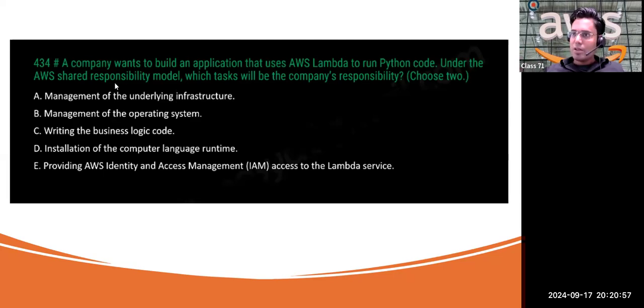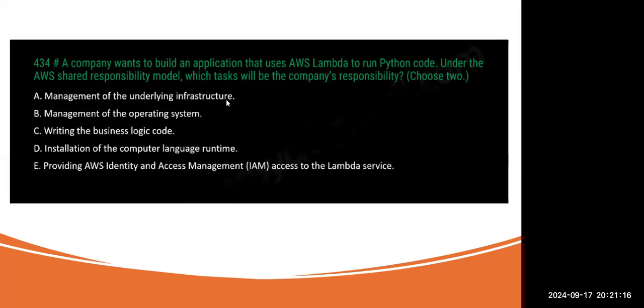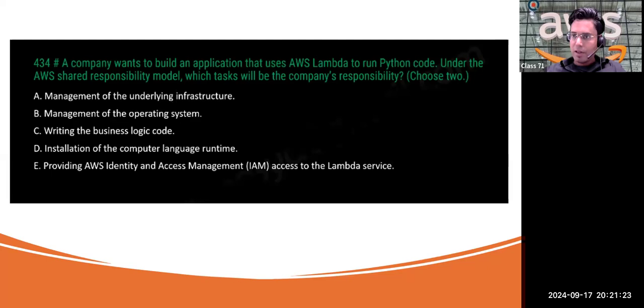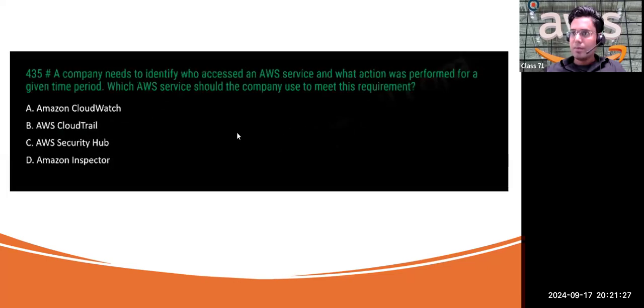So under the AWS shared responsibility model, which tasks will be the company's responsibility? Now company means you are responsible. Choose two. Again, infrastructure and hardware are not my responsibility as a customer. Now they're talking about the company's responsibility. Eliminate infrastructure. C and E, correct. Writing the business code and yeah, correct.